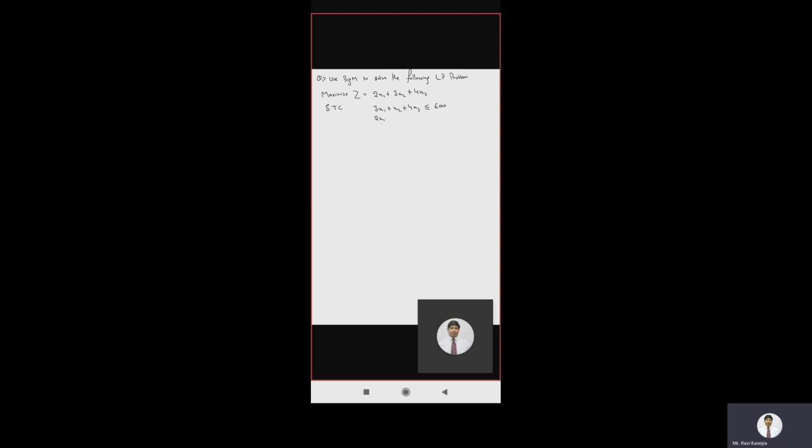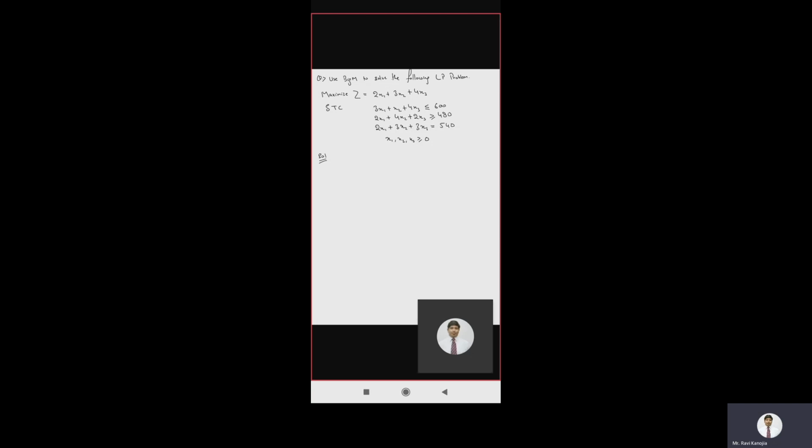Second one is 2x1 + 4x2 + 2x3 greater than or equal to 480. The third one is 2x1 + 3x2 + 3x3 equal to 540. Right? So these are the three constraint equations, and then we have the non-negative constraints x1, x2, x3 greater than or equal to 0.